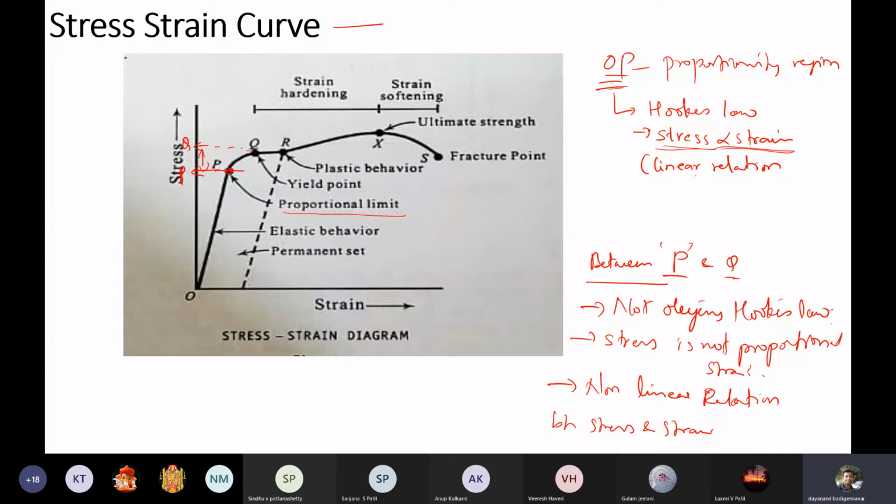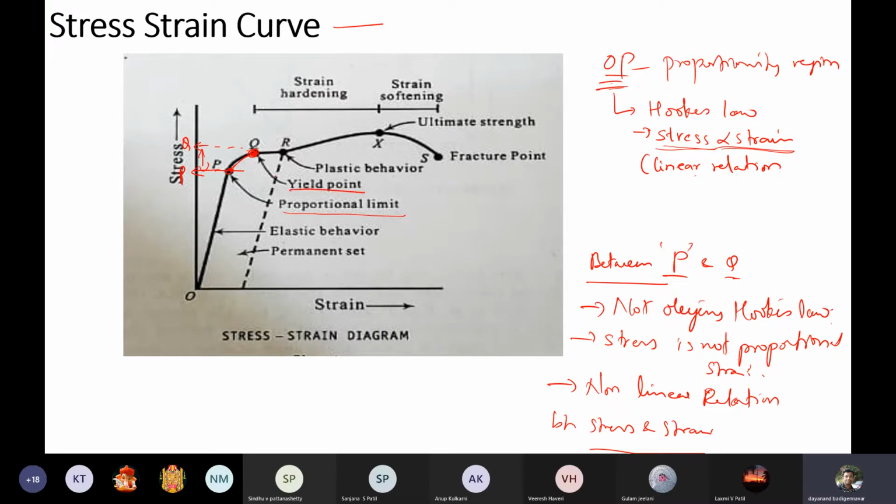If the stress is beyond point P, what happens between P and Q? When you apply a stress between P and Q, the material is in a state where the relation between stress and strain is not linear. It is called a non-linear relationship. Though the material is an elastic material, it is not a perfectly elastic material.